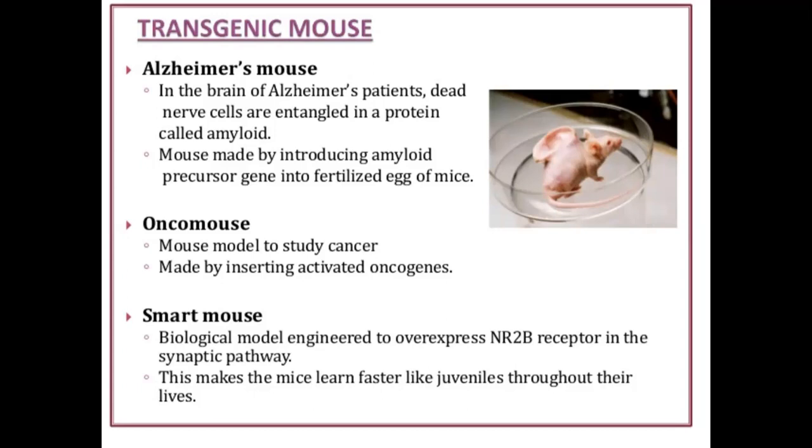Then the smart mouse is a biological model engineered to overexpress the NR2B receptors in the synaptic pathway. So in some mice we can do genetic engineering for this expression, and this makes the mice learn faster, like juveniles, throughout their lives. We use white rats and others for experimental purposes. Likewise, we can do genetic engineering in the smart mouse also. We can produce smart mice.